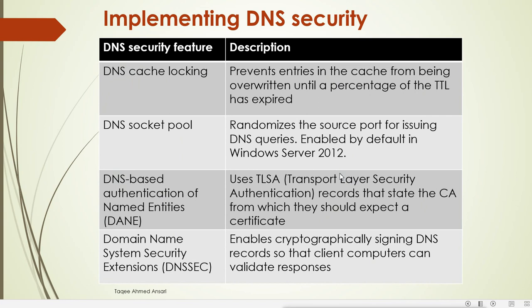Then implementing DNS security. We can secure our DNS by using different options. First, DNS cache locking. This will prevent the entries in the cache from being overwritten until a percentage of the time to live has expired. This is very important because hackers try to do cache poisoning attacks. This will save us from the cache poisoning attack.